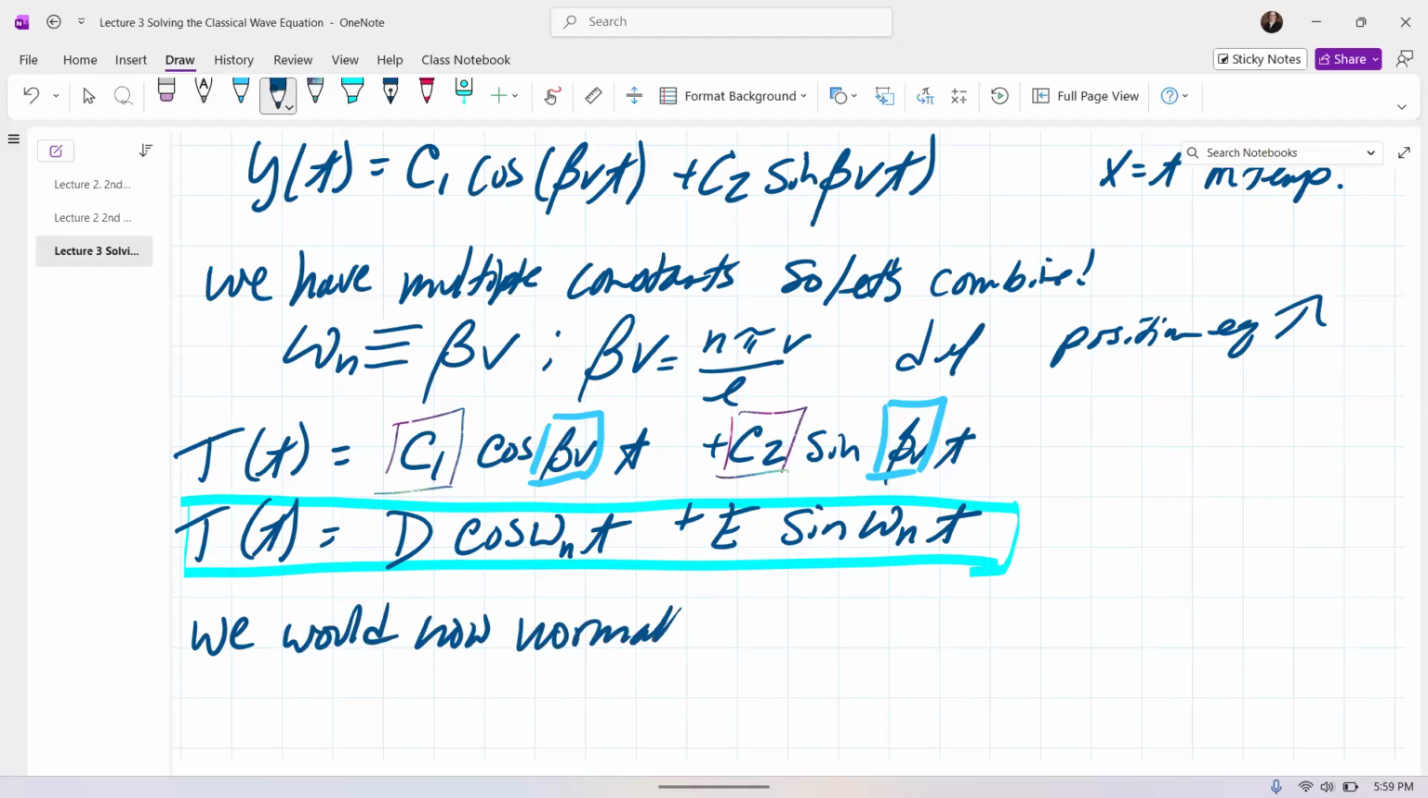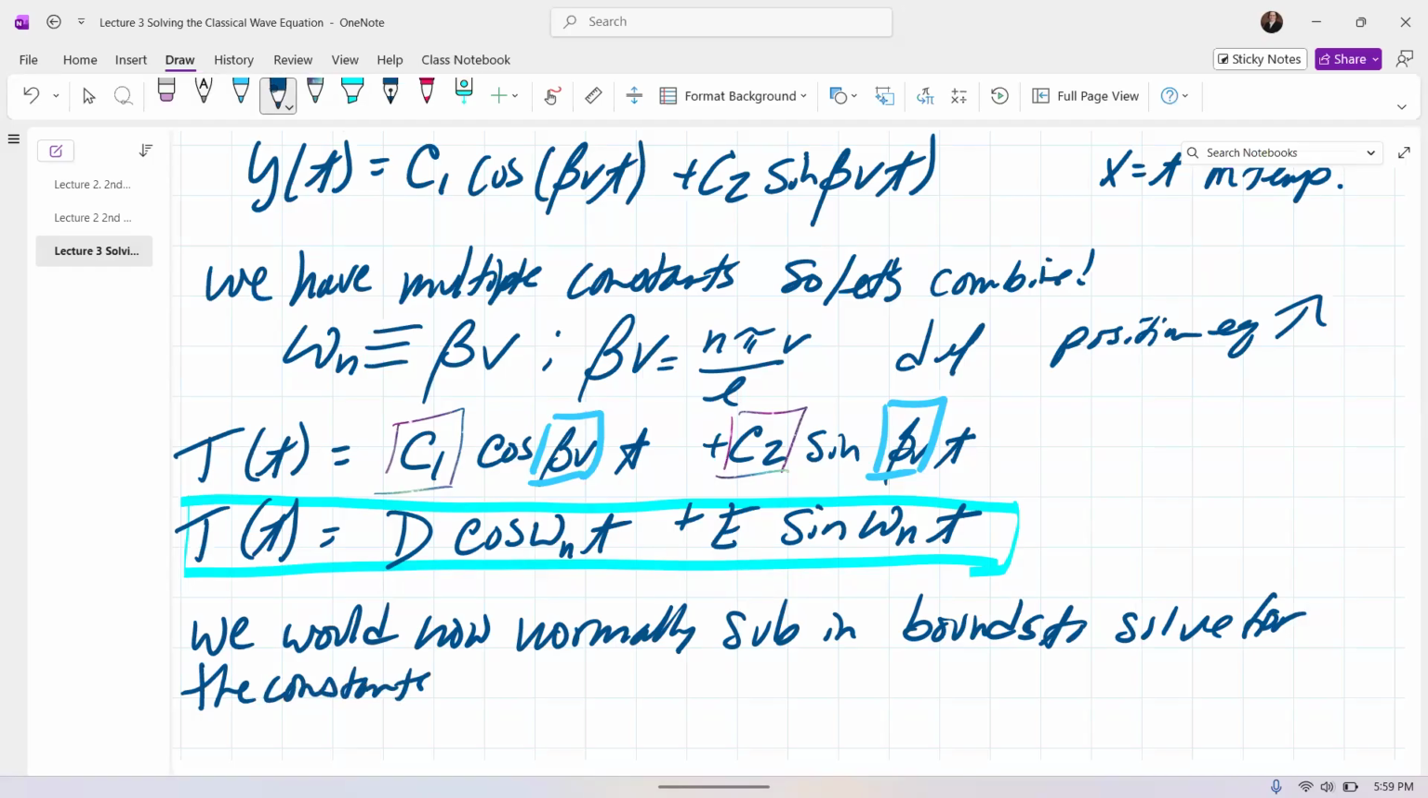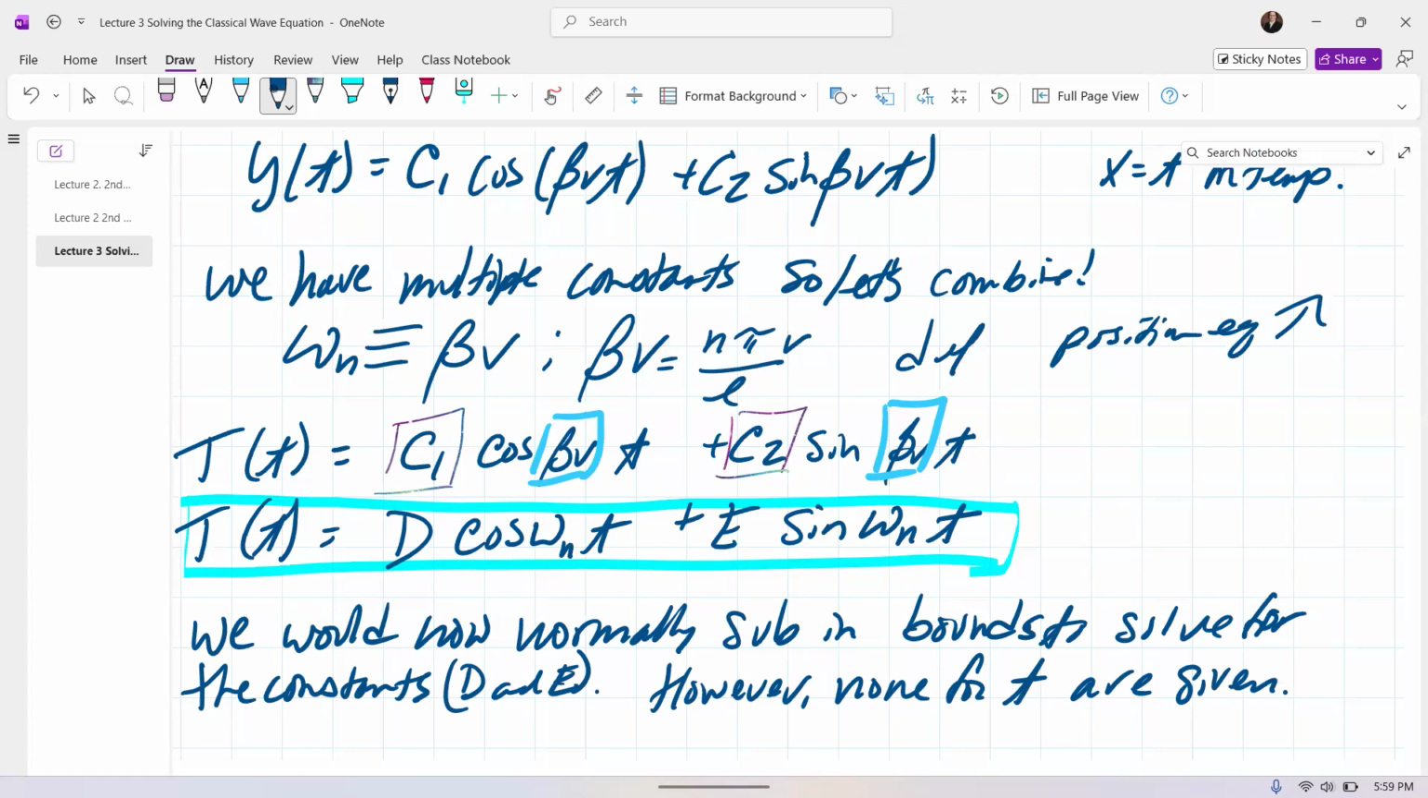We would now normally sub in the bounds to solve for the constants, D and E, right? That's the ones that are here. However, none for time are given. It's because it's for all t.